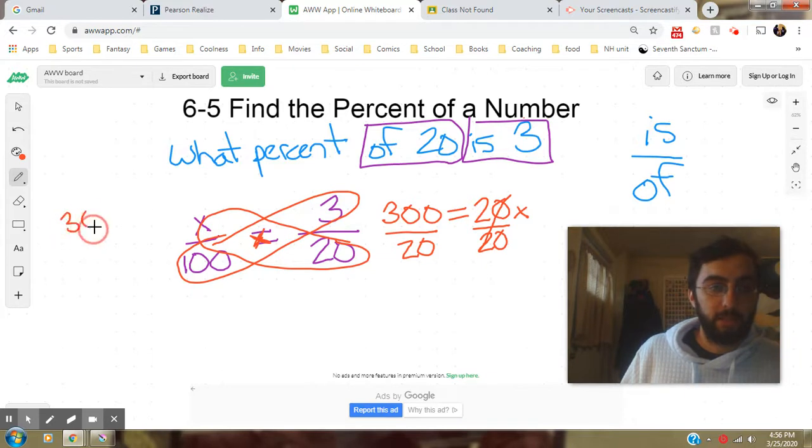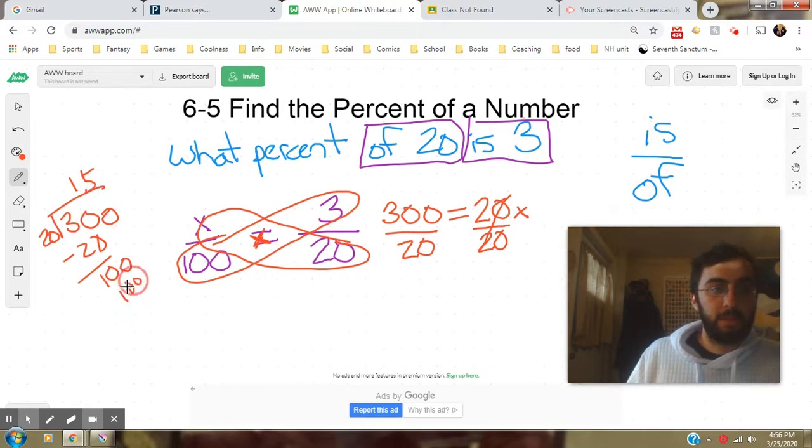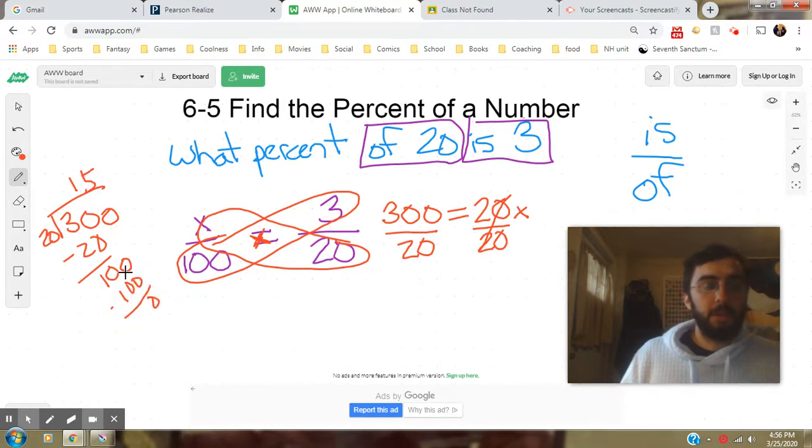All right, so let's do that over here. Probably could do this mentally, but we'll just make sure. The small space over here, 20 to 30 one time. We have 10 remaining. Bring down the 0. 20 goes into 100 5 times. And nothing left over. So now that means x would be, so we bring down our x over here in our equation, 300 divided by 20 is 15.